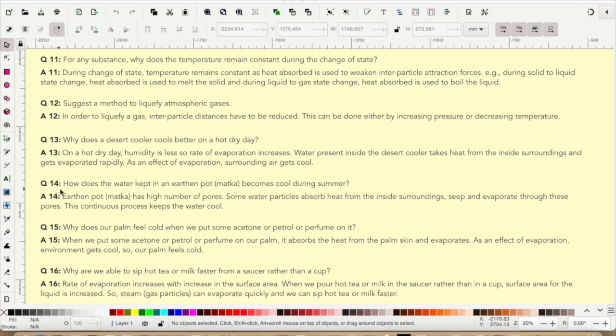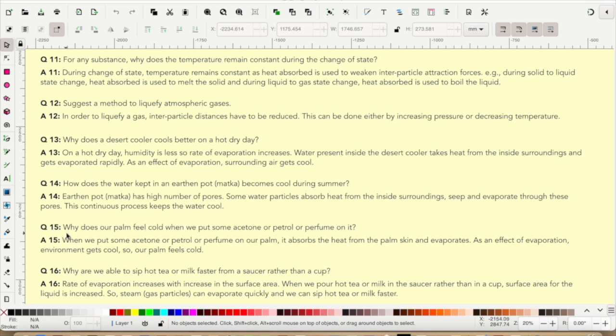Question 14. How does the water kept in an earthen pot, that is called matka, become cool during summer? Answer is, earthen pot has a high number of pores. Some water particles absorb heat from the inside surroundings, seep through the walls and evaporate through these pores. This continuous process keeps the water cool.